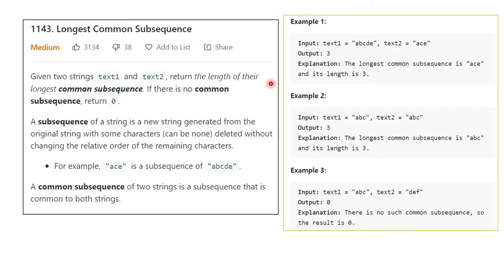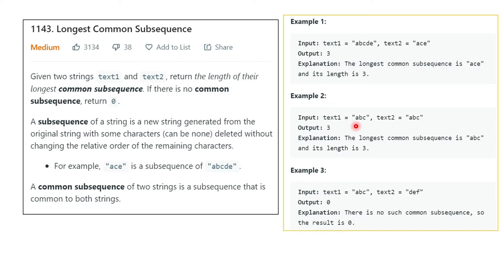So here some examples are given. You can check here text1 equal to ABCDE and text2 is ACE. If you delete B and D from here, you can check ACE is common between them, and their order is also the same. This is the highest length we can get, so the output is 3 here.